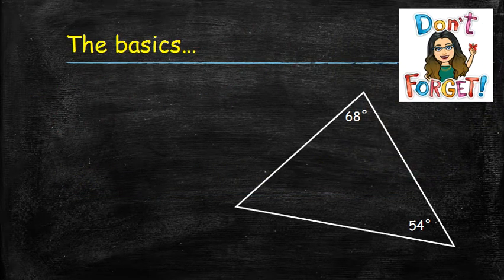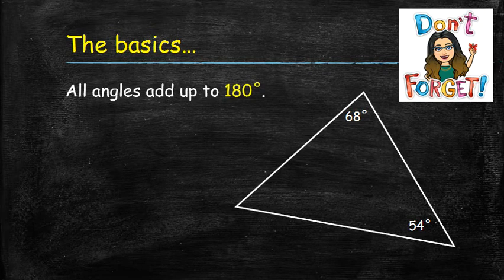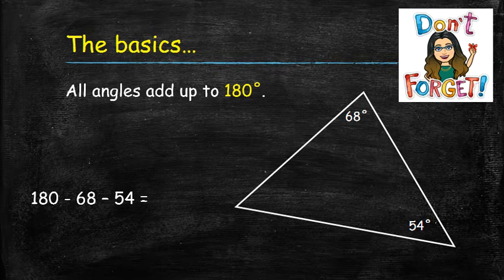Let's start off with some triangle basics. All angles add up to 180 degrees. So if we have two measurements, we can use this to figure out the third angle in our triangle. We start with 180 degrees and we subtract the two angles that we have. For the triangle shown here, we use 180 minus 68 degrees minus 54 degrees, which gives us 58 degrees. So our missing angle measures 58 degrees.